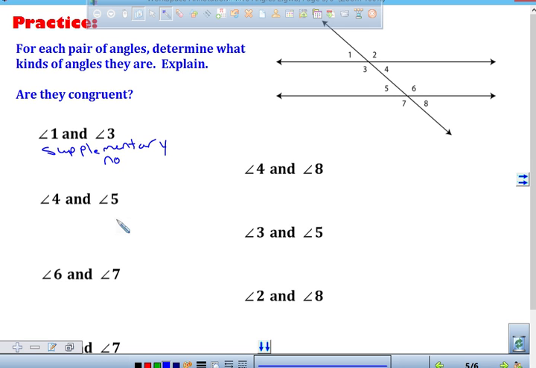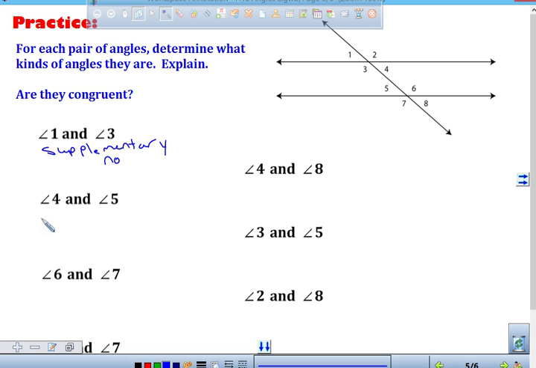What's the only time supplementary angles are going to be congruent? Think about it. You have two vocab words. Supplementary means what? 180. Two angles that add to 180. What does congruent mean? Same thing. So what are the only two angles that are supplementary and congruent? 90 degrees and 90 degrees. Very good. Okay? Angles 4 and 5.